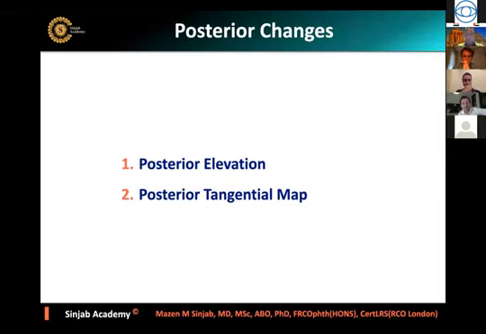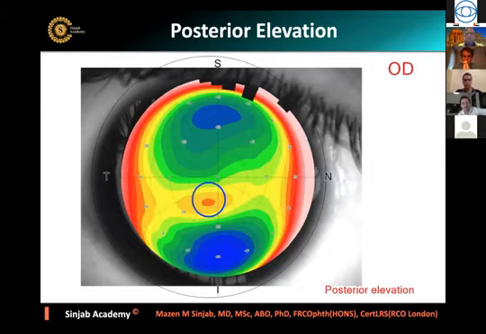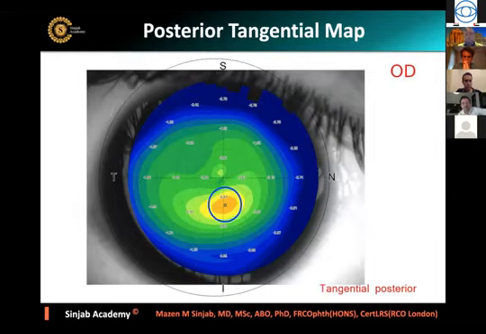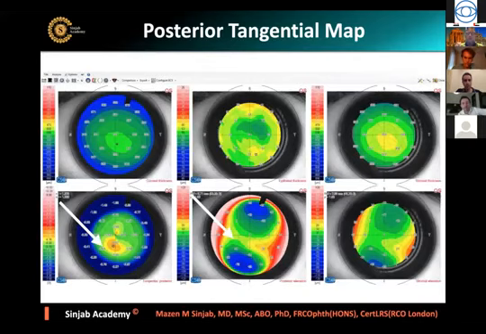Now, what about the posterior surface changes? As I mentioned before, we have to study both the elevation and the tangential map. In the posterior elevation, usually in ectatic corneal diseases, we see patterns like bulging or island protrusion. And on the tangential map as well, we can see such a hotspot. But why do we have to study the tangential posterior? Because in many cases, the tangential posterior starts showing changes or asymmetry before the posterior elevation map does. As in this case, as you see at the bottom left, the tangential posterior, and in the middle, the posterior elevation.